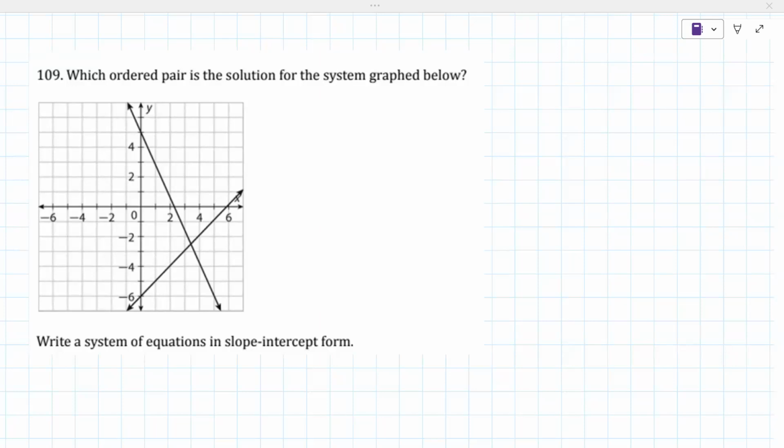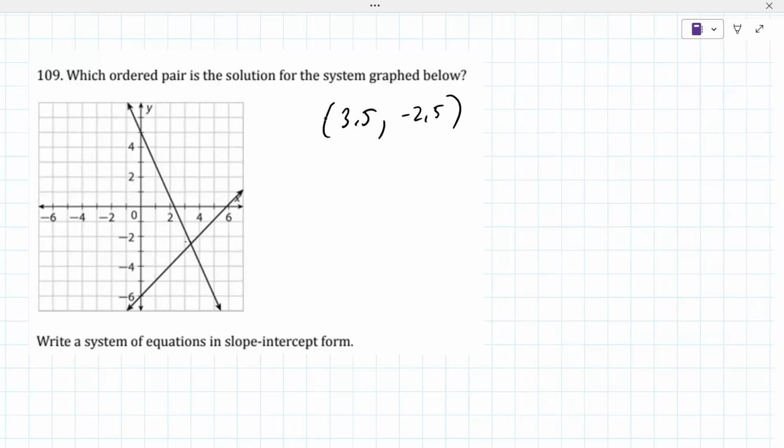What problem is that? 109? Oh, nine, yeah. Yeah, that's for that problem. Okay, so then, yeah, the solution would be 3.5, negative 3.5. Try again on the second one. 3.5 and negative 3.5. Or it's negative 2.5, negative two and a half.